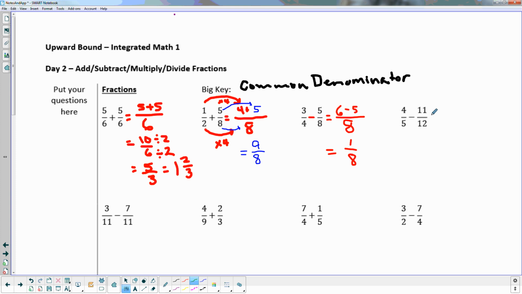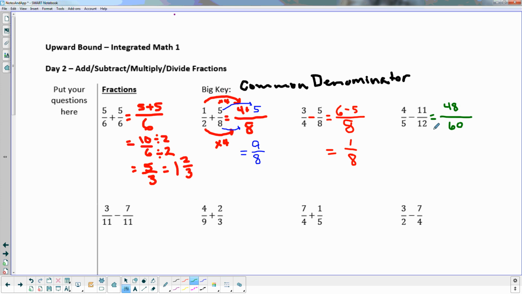And then for the next one, there is no good way to turn 5 into 12. In fact, there's nothing really that I can do until I get to 5 times 12, which is 60. So how do I turn 5 into 60? Well, I multiply by 12. So I'll take 4 and multiply it by 12. 4 times 12 is 48.